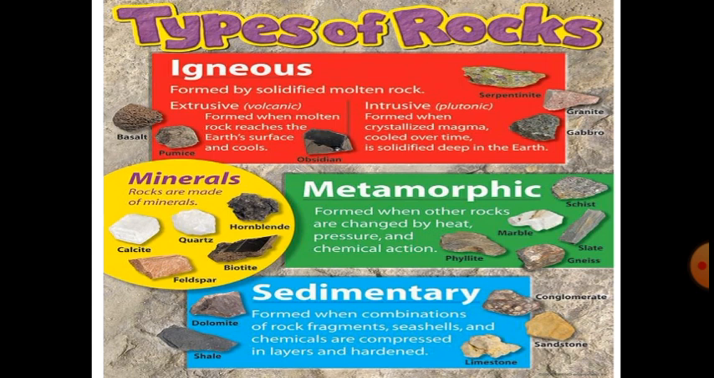We say igneous is formed by solidified molten magma, while metamorphic is formed when other rock are changed by heat, pressure, and chemical action, while sedimentary rocks are formed when the combination of rock fragments, seashells, and chemicals are compressed in layers. And note that the layers of sedimentary rocks are called strata. And we have different examples of igneous rock, metamorphic rocks, and sedimentary rocks.